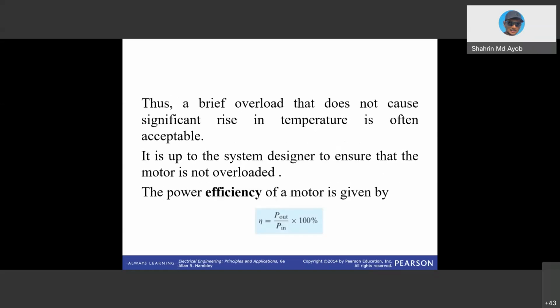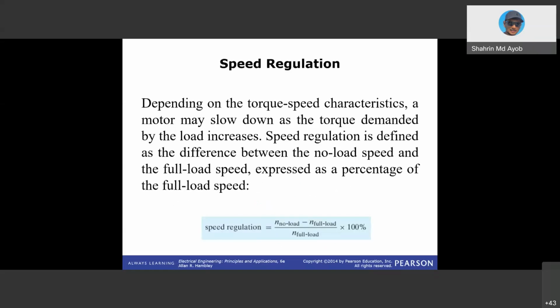And then this is the efficiency. I think this is a very general form of the equation of the efficiency, P out over P in. And we have another parameter, what we call the speed regulation, which is no load speed minus the full load speed, over the full load speed.